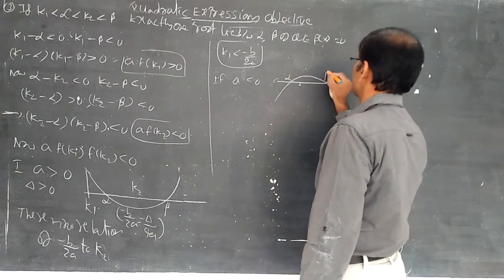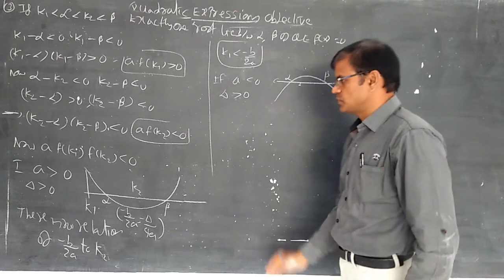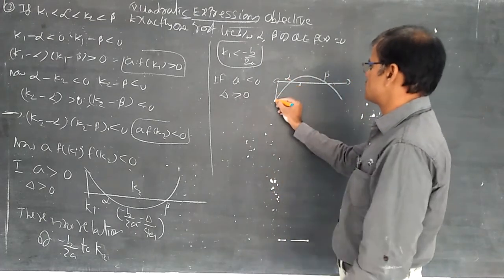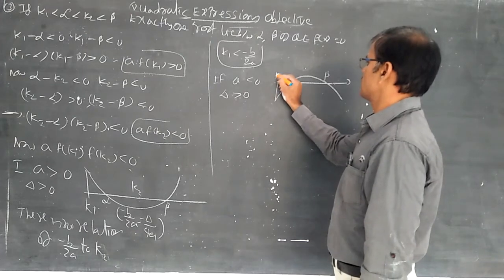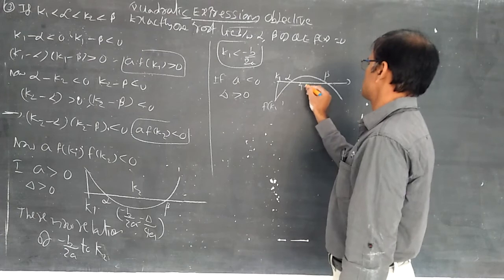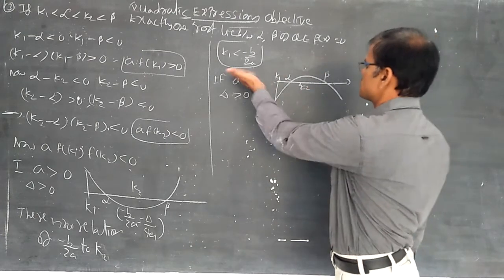Put here alpha and put here beta. Alpha and beta are distinct roots, so delta greater than 0, you can write. But we have discussed k1 less than alpha. This is k1, this is f of k1. Put here k2. So k1 is greater than here. That is the concept, same concept.